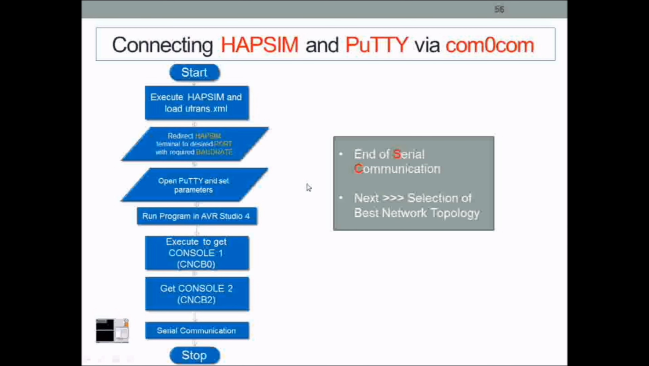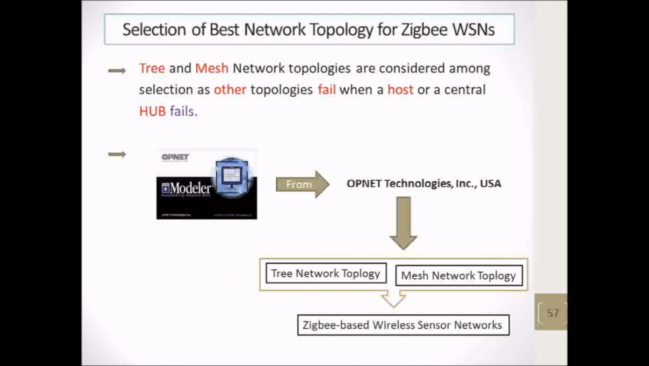Now we will see about the selection of best network topology. Best network topology is selected for getting higher efficiencies during transmission between various Zigbee modules placed in the forest. Among the various network topologies available, tree network topology and mesh network topology have highest efficiencies compared to other topologies. So we are choosing tree and mesh.